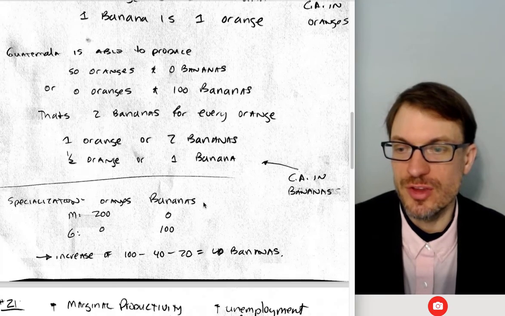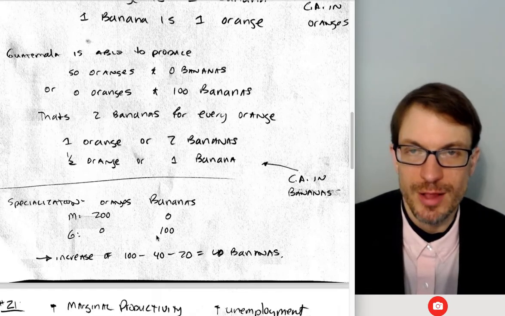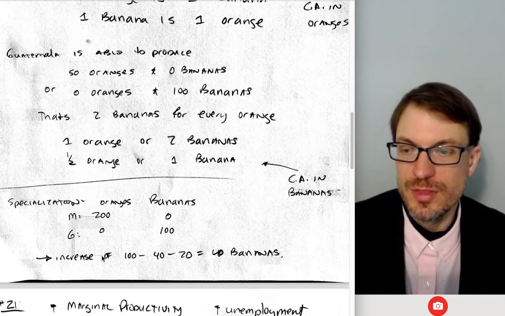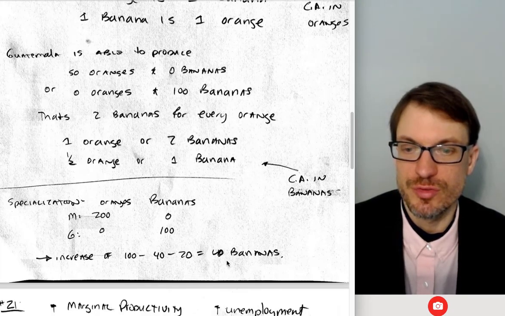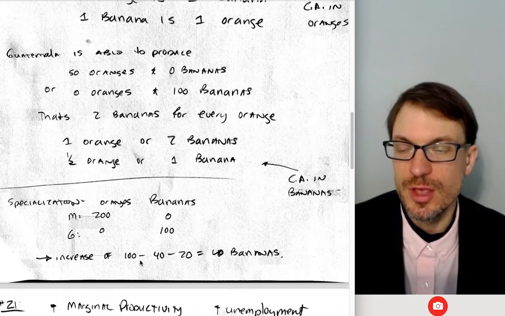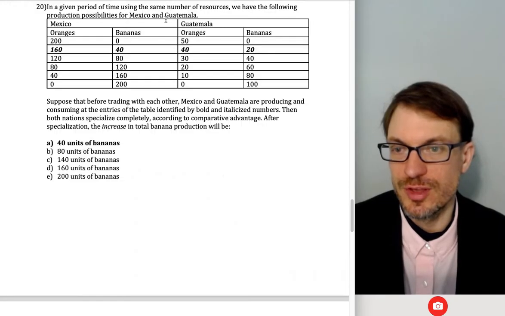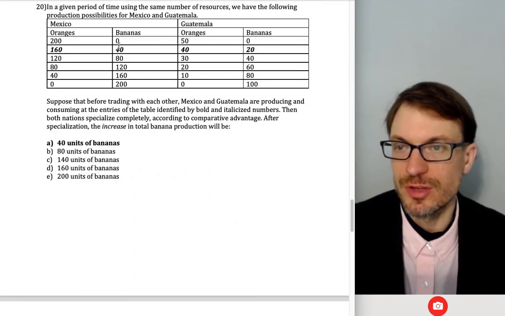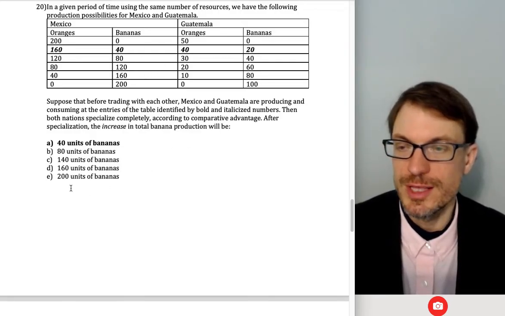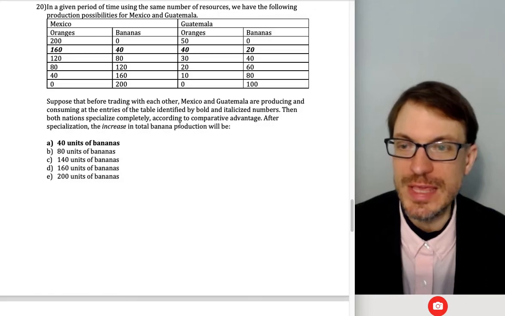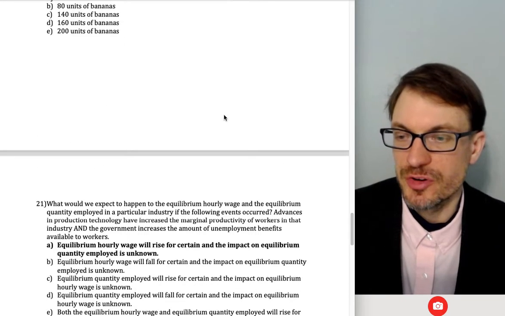All right, so specialization involves having Mexico make oranges, we get 200, and Guatemala making bananas, we get 100. This is an increase of 100 minus 40 minus 20, or a total increase of 40 bananas, because this specialization outcome where we have 100 bananas is measured relative to the situation where Mexico is making 40 and Guatemala is making 20. So 100 minus 40 minus 20 is 40 bananas. That's the increase in total banana production relative to our starting situation.